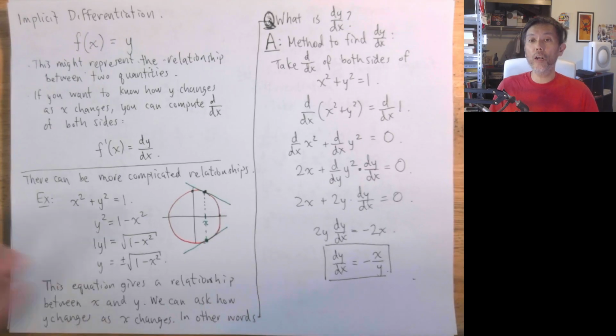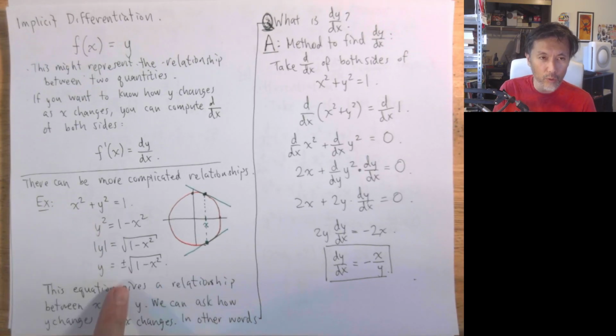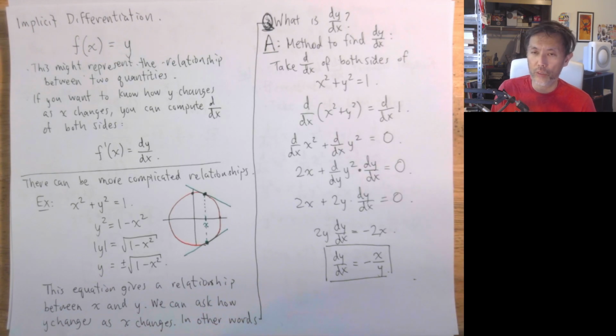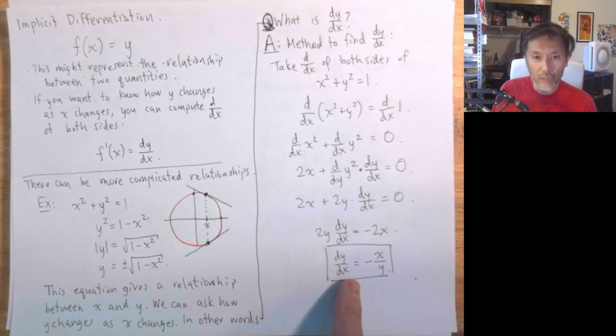But is there another way, which might be applicable in situations where it's much more difficult to solve for y? Here, this was relatively easy to solve for y. Other situations might be very difficult. So is there a way of getting at dy/dx in those situations? The answer is yes, and the method is called implicit differentiation. Here we did implicit differentiation.